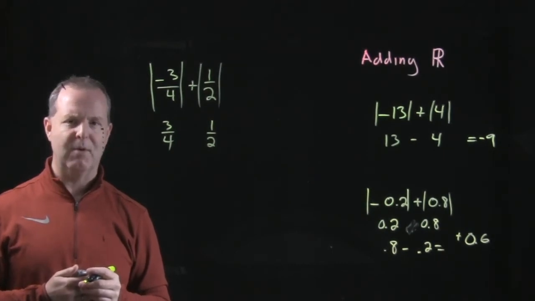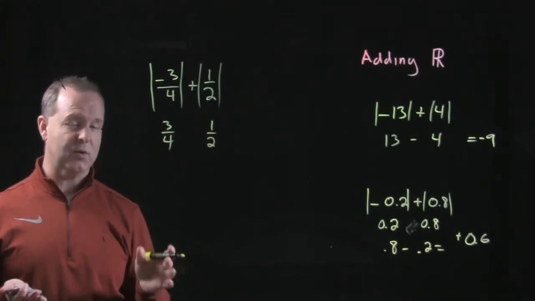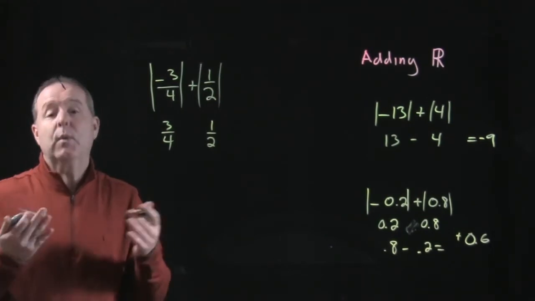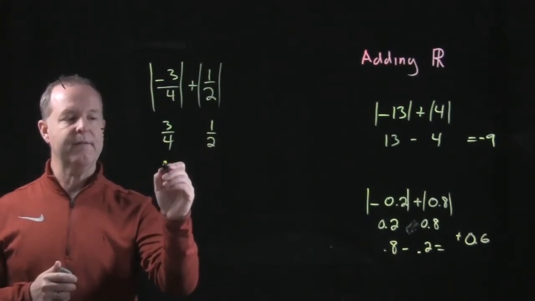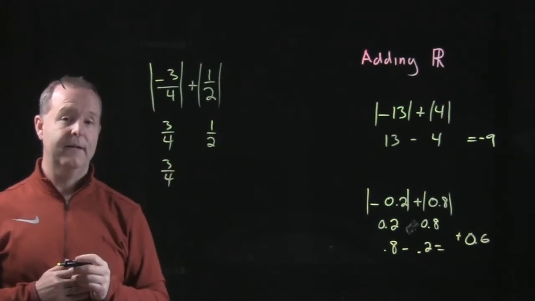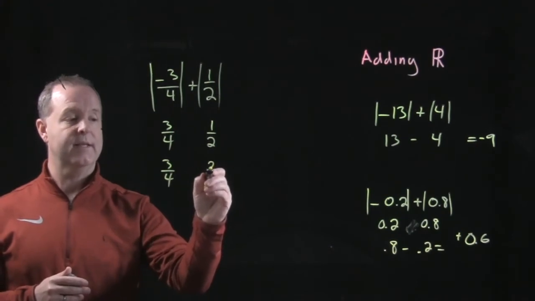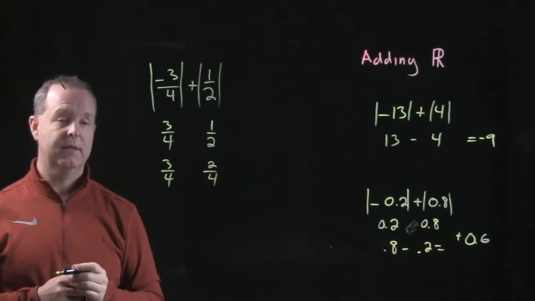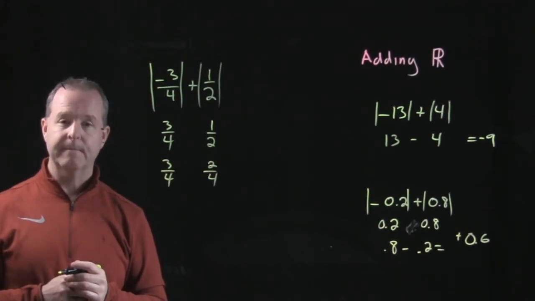Okay, but which one's the smaller one? Because remember, we don't have like denominators, so it's hard to compare the two. So we need to get like denominators first. Yeah, you're right. So for 3/4, 4 is the common denominator. For 1/2, I need to find an equivalent expression, which in this case will be 2/4. So now I have two fractions with a common denominator.